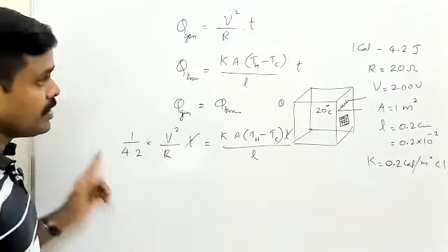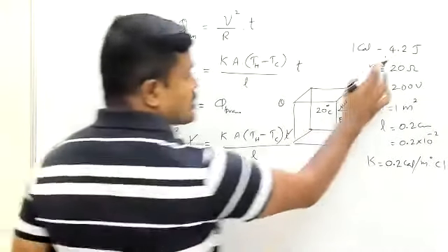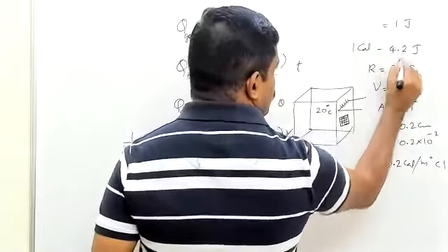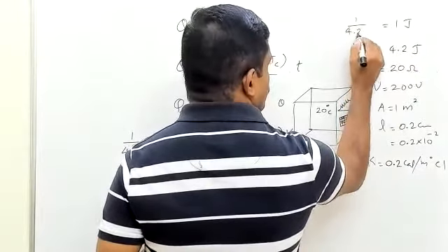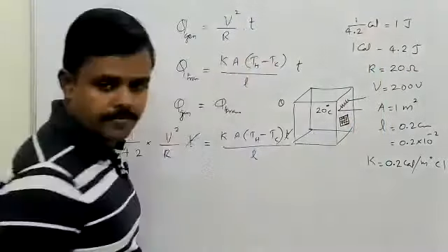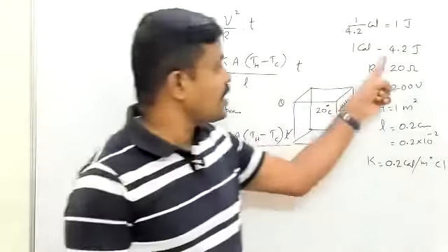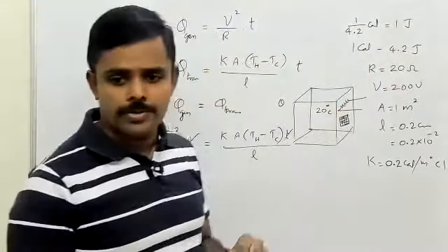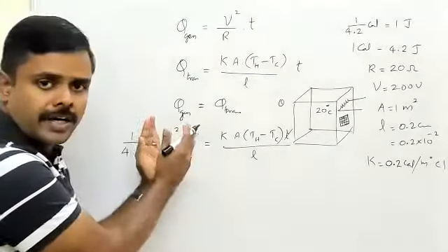So I'm dividing by 4.2. Why? Look at this. 1 calorie is 4.2 joules. So 1 joule will be what? 4.2 goes to the denominator, 1 by 4.2 calorie. Understood? 1 calorie is 4.2 joules, so 1 joule will be 1 by 4.2 calorie. So the left side is already in joule.